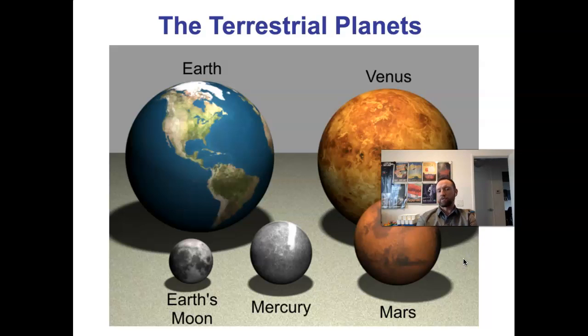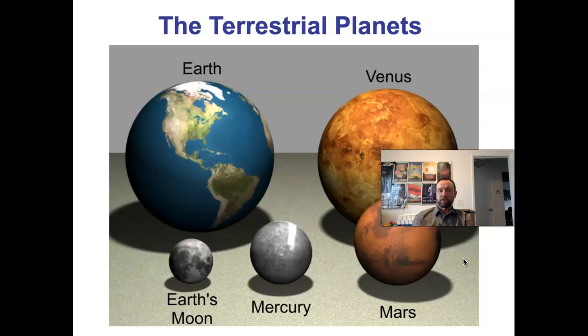And actually, when we do start talking about the terrestrial planets in detail, I'm going to lump the moon in there too, because the moon has a lot in common with the terrestrial planets, especially Mercury, and you can kind of get a sense from that picture right there. What do they have in common?